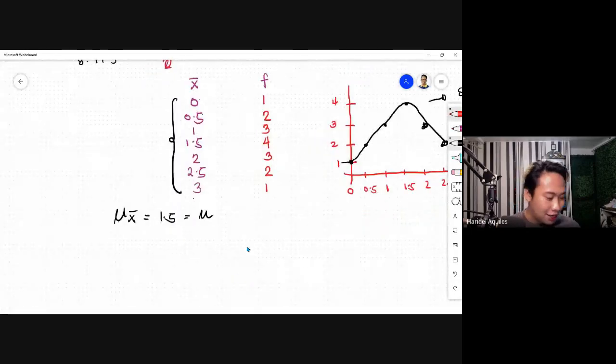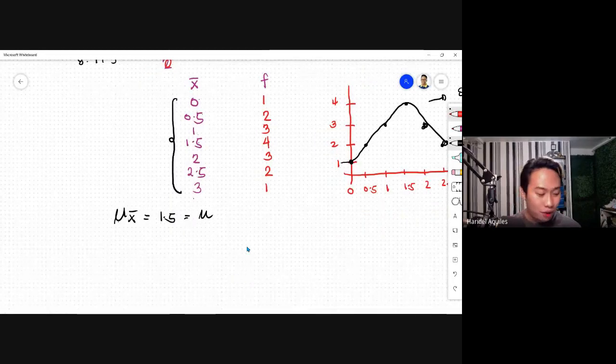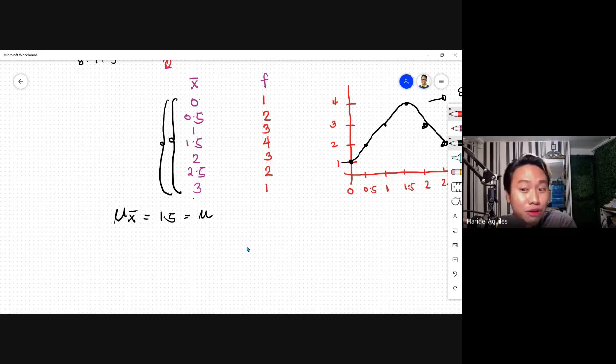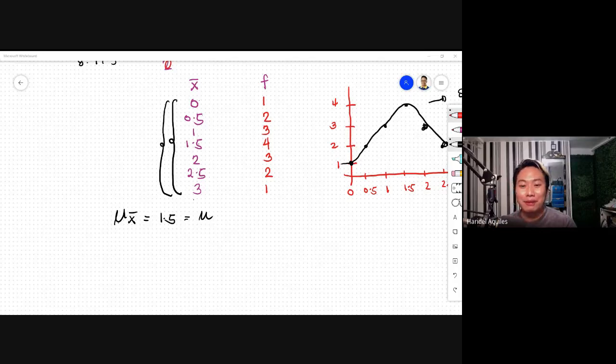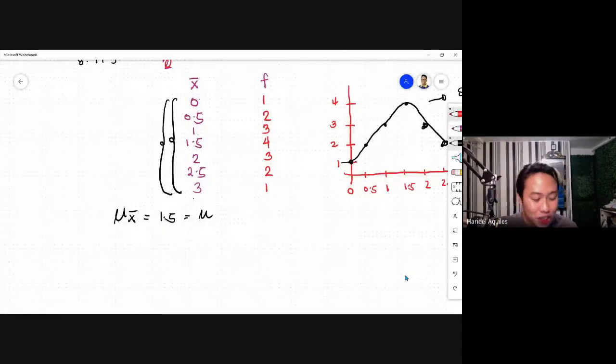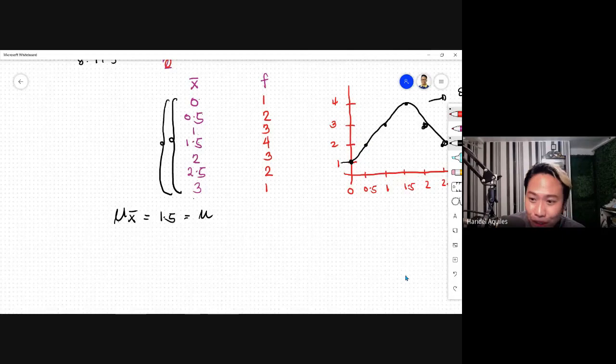So, let's continue. Now, I want you to try to solve for the standard deviation of this one here. Do you still remember how to solve the standard deviation, guys? Okay, I'm just gonna show it to you guys. To solve for the standard deviation of the means, I'm dealing with these sample means. It's like this.